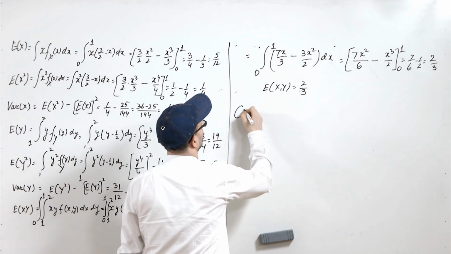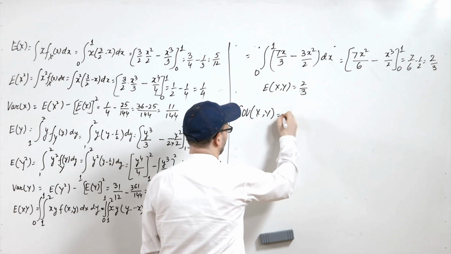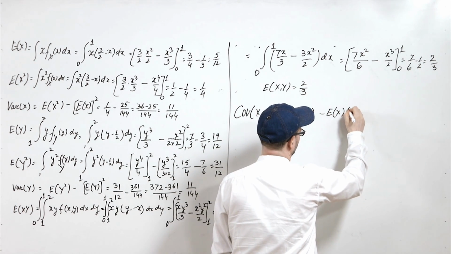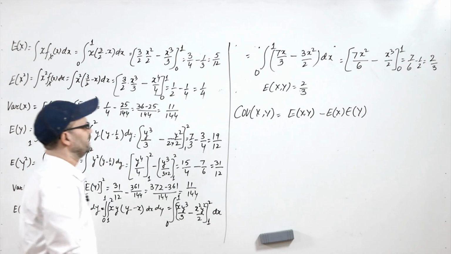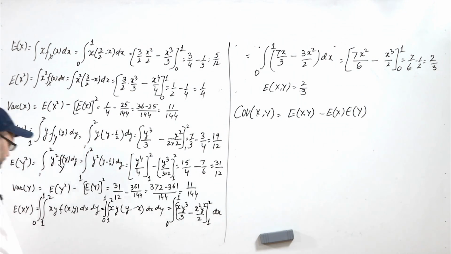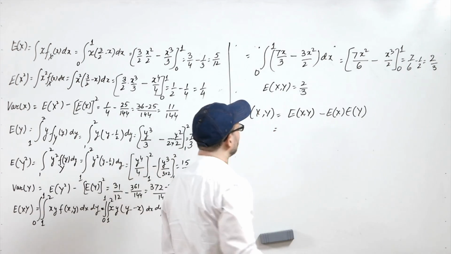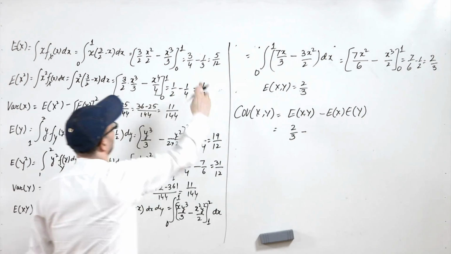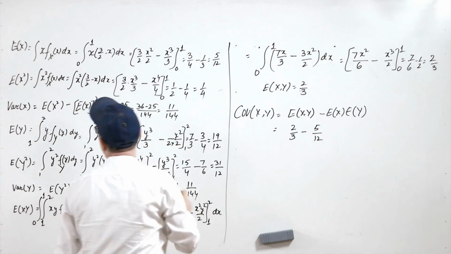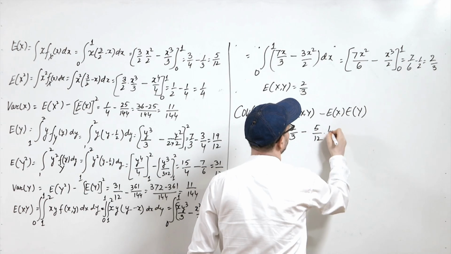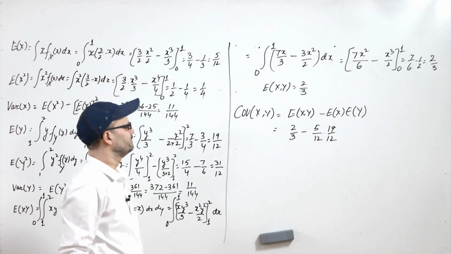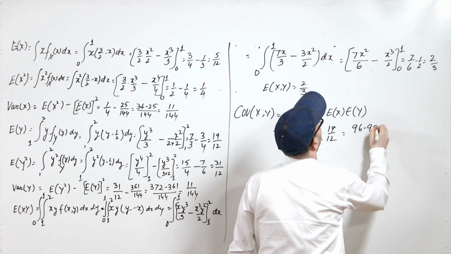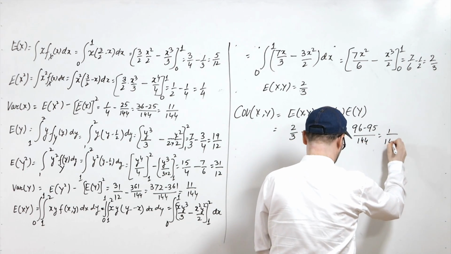Now, we have to find the covariance. So, covariance of X and Y is defined as E[XY] minus E[X]E[Y]. We have computed E[X] and E[Y] earlier, and E[XY] we have computed as 2 by 3. E[X] was computed as 5 by 12, and E[Y] was computed as 19 by 12. So, 2 by 3 minus 95 by 144. So, it will be 96 minus 95 by 144, it is 1 by 144.